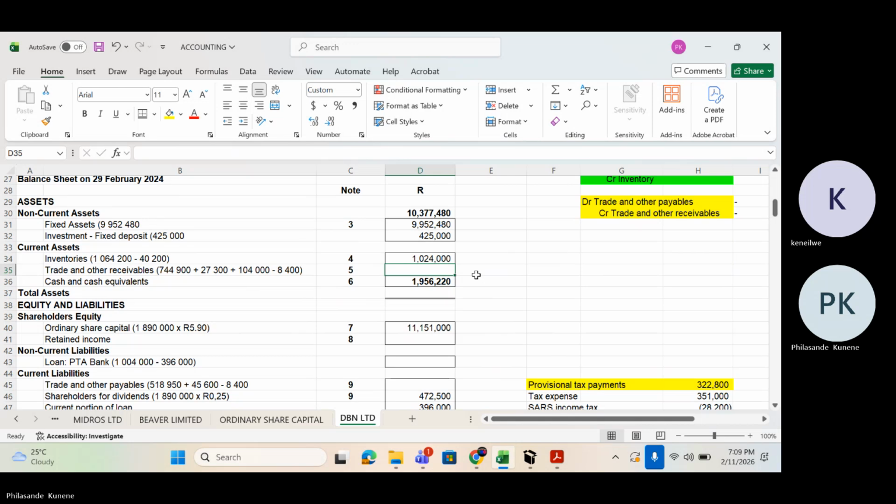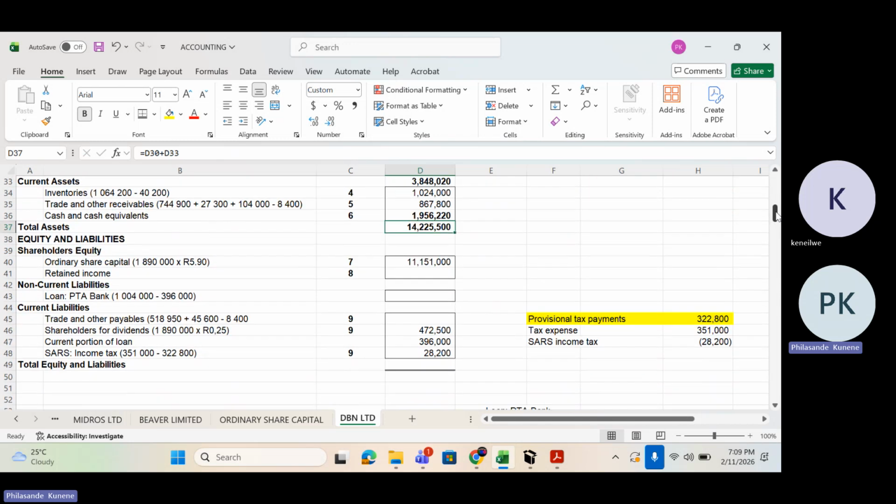867,800. How much are you getting? 867,800 now? Yeah. 867,800 rands. Okay, thank you on that. And then now I can get my total here, which is going to be 3,848,020. And then how much will be my total asset? It is going to be my non-current assets plus the current assets, which ends up being 14,225,500, right?